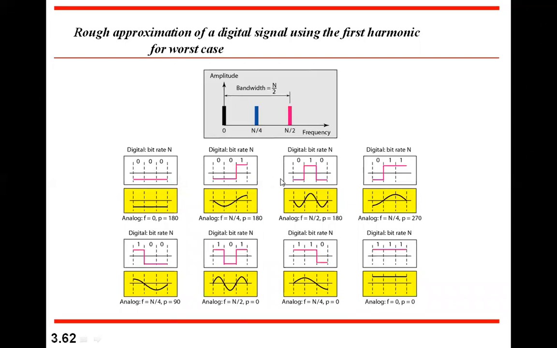When it is traveling, the highest frequency happens when every digit changes every time, say 0 1 0 or 1 0 1, like that. If we keep changing alternately, then the signal also keeps changing alternately.